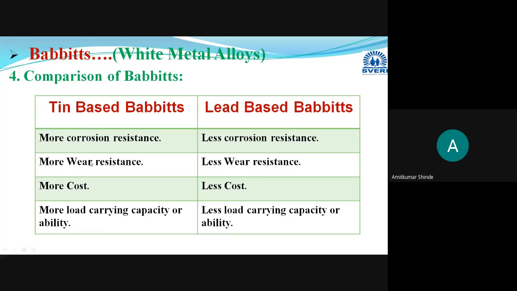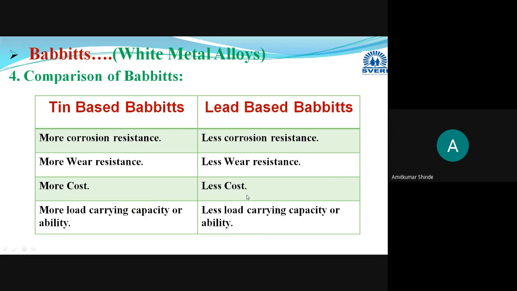As the properties are very good in tin based Babbitts, better corrosion resistance, better wear resistance, better load carrying capacity, they will have more cost. And lead based Babbitts or lead based bearings, manufactured with these white metal alloys, will have lesser corrosion resistance, lesser wear resistance, and lesser load carrying capacity, with lesser cost. These are lesser values compared to tin based Babbitts, but you can use them for practical purposes.